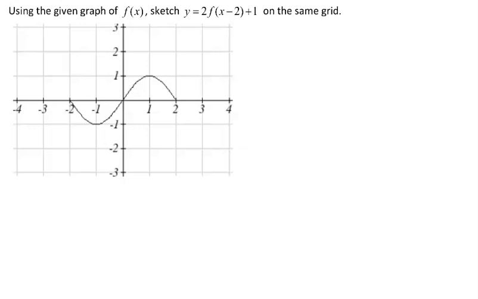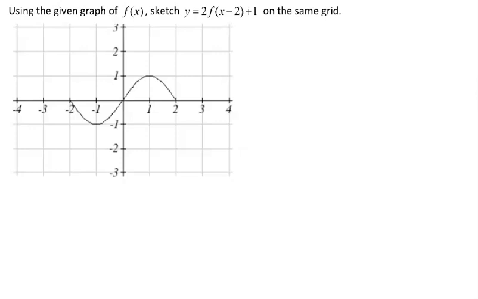We're given a graph of a function and then asked to come up with a new graph for a transformed version of this function. So we're not working with one of our toolkit functions this time. All we know about our function is what's given in this original graph. So the first thing that we want to do is figure out what types of transformations have happened to this particular function. So we're looking at the new equation, y equals 2 times f of x minus 2 plus 1.